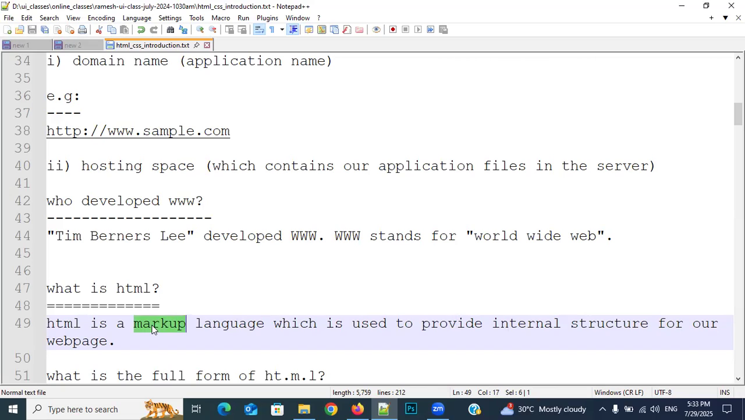So internal structure means what? For example, if you compare with a wall, what is the internal structure of a wall? Kindly respond. Bricks and cement. Clear or not? Bricks and cement.